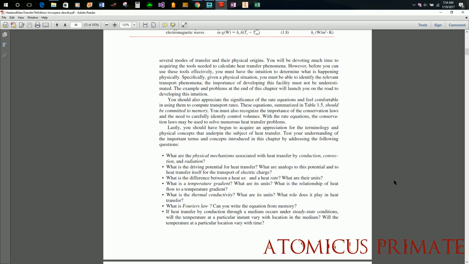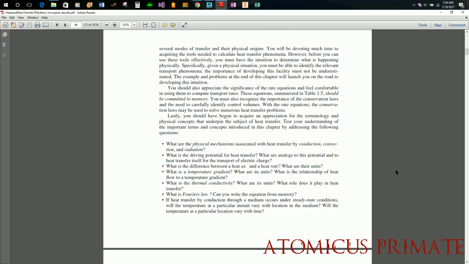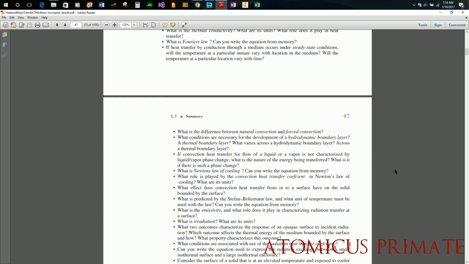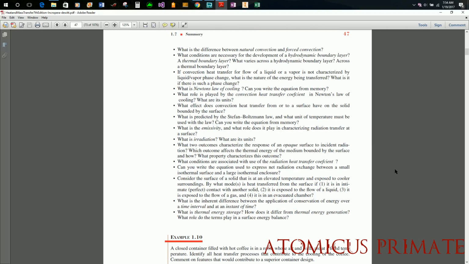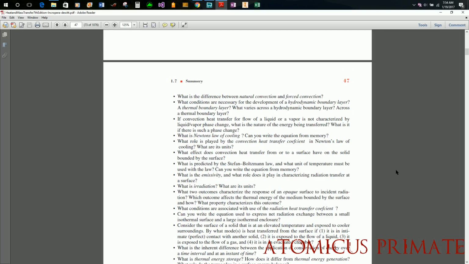If heat transfer by conduction through a medium occurs under steady-state conditions, will the temperature at a particular instant vary with location in the medium? Will the temperature at a particular location vary with time? What is the difference? Wow, there's a lot of questions. Okay, let's just go through it. Keep going. Almost done. What is the difference between natural convection and forced convection?